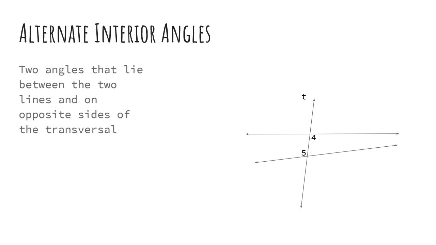So then alternate interior angles. Okay, alternate interior angles are two angles that lie between the two lines and they're on opposite sides of the transversal. And so if you think about it, between your two lines is what we consider the inside or the interior. So angles 4 and 5 are on opposite sides of the transversal, and they're also between these two lines. So we consider those alternate interior angles. We also have this angle right here, and this angle right here would also be considered alternate interior angles.